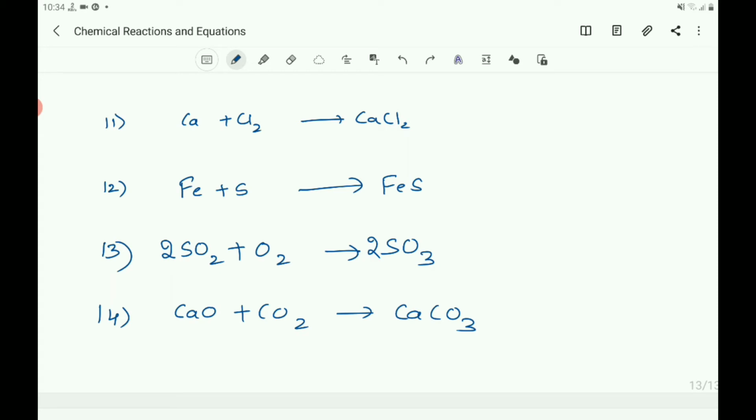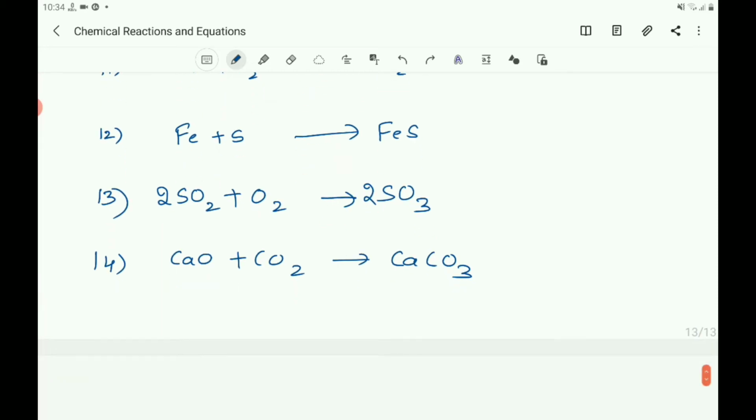Next you take CaO plus CO2 gives CaCO3. Here calcium oxide reacts with carbon dioxide to give calcium carbonate. Calcium oxide is a compound, carbon dioxide is a compound. These two compounds react to give calcium carbonate, which is a compound. It is also an example of the chemical combination, a combination reaction.